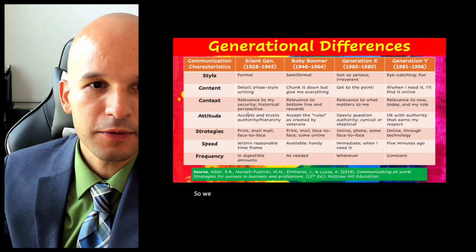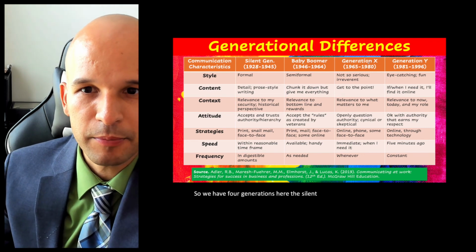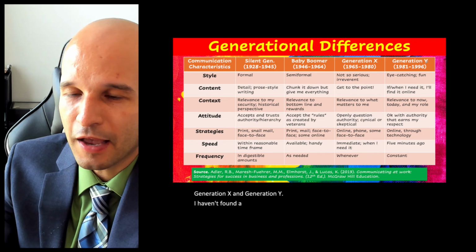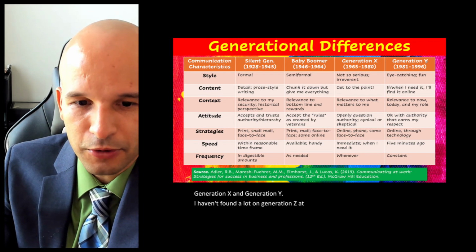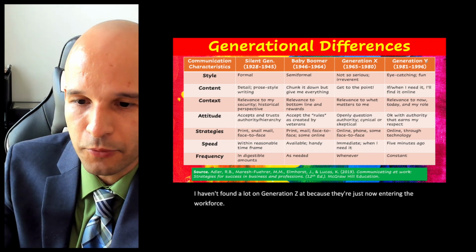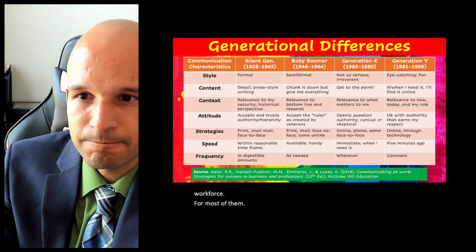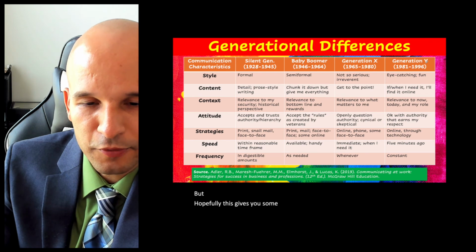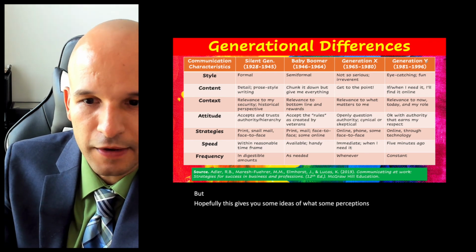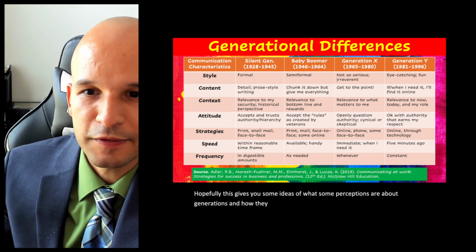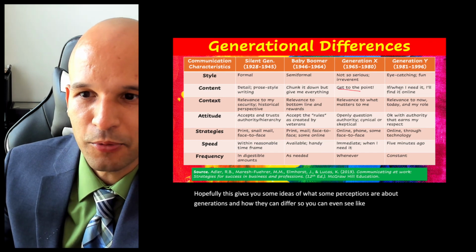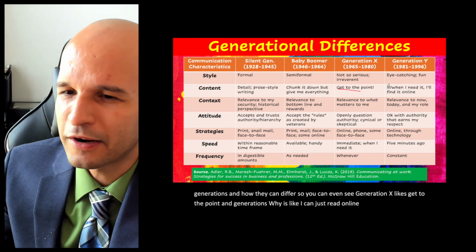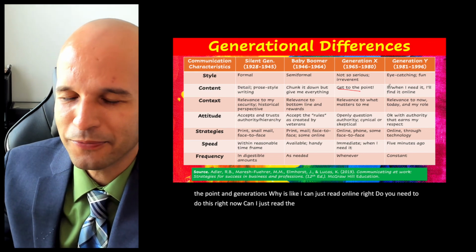So we have four generations here: the silent generation, baby boomer, Generation X, and Generation Y. I haven't found a lot on Generation Z yet because they're just now entering the workforce for most of them. But hopefully this gives you some ideas of what some perceptions are about generations and how they can differ. So you can even see like Generation X likes get to the point, and Generation Y is like, how come I can just read this online, right? Like, do you need to do this right now? Can I just read the slides or read the PDF, whatever?